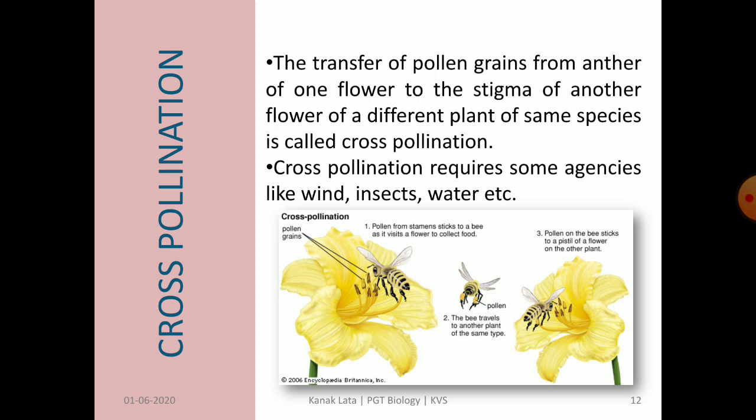In given figure, you may see that bees, that is insect, is doing cross pollination. Pollen from stamen stick to a bee when it visits a flower to collect nectar. Then the bees travel to another plant of the same type. As a result, pollen on the bee sticks to a pistil or carpel of a flower onto the other plant. So in this way, cross pollination is achieved by bee here.